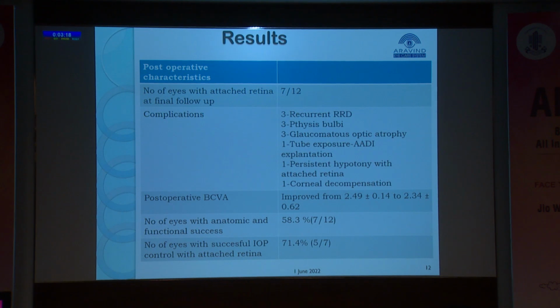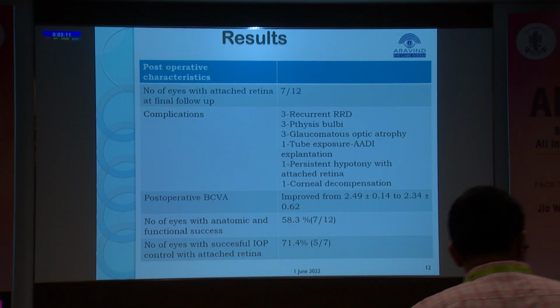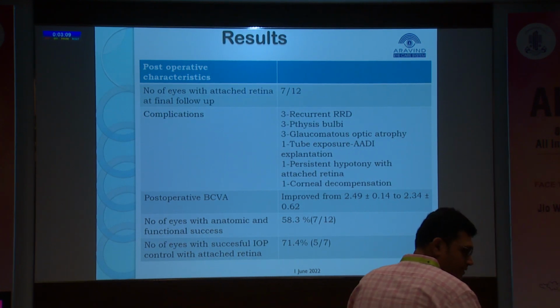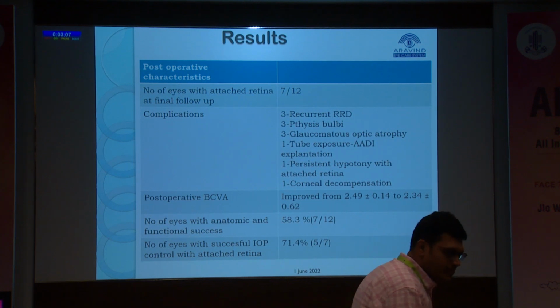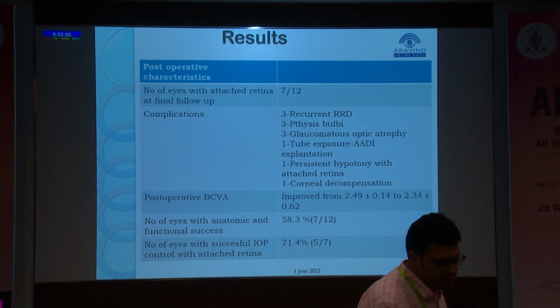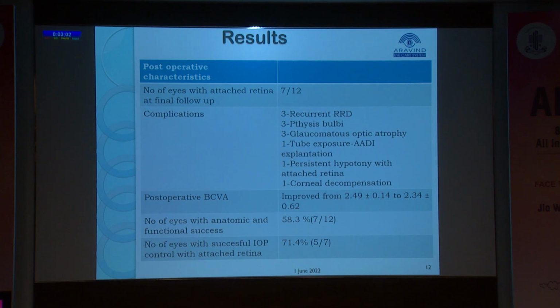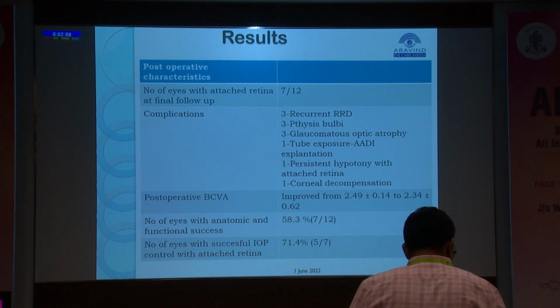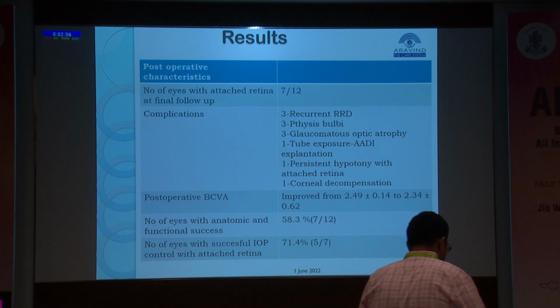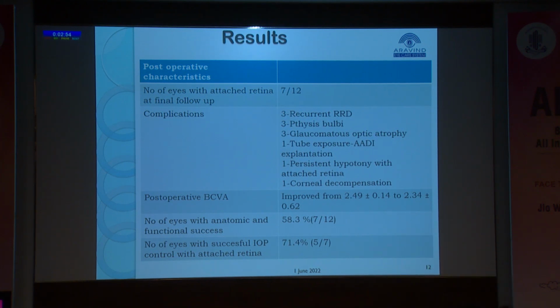The most common complications were recurrent RRD, phthisis bulbi, and glaucomatous optic atrophy. Post-operative BCVA improved from 2.49 to 2.34 logMAR units, and 58.3% of eyes had anatomic and functional success. That is, they had attached retina with either maintained or improved BCVA. 71.4% of eyes with attached retina had successful IOP, that is IOP between 5 and 21 millimeters of mercury with or without AGMs.